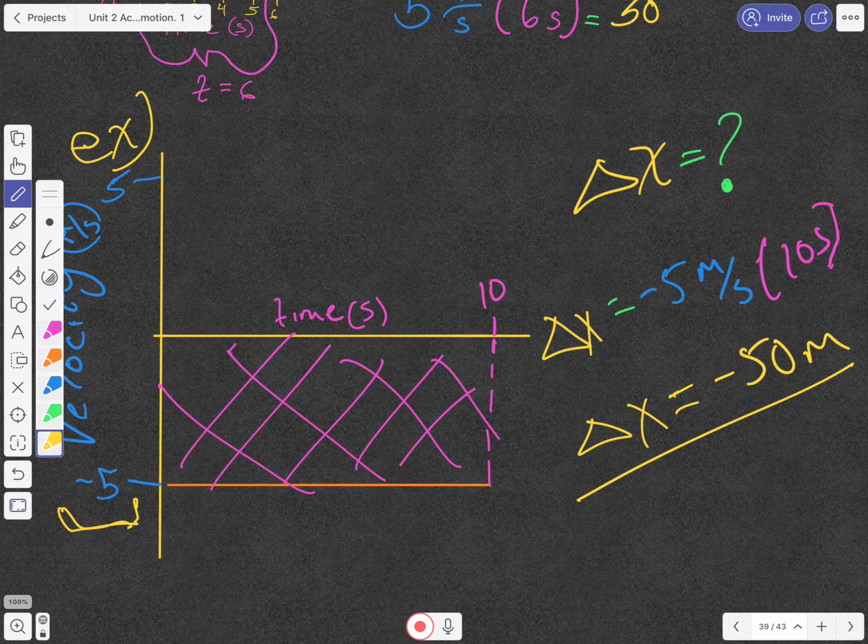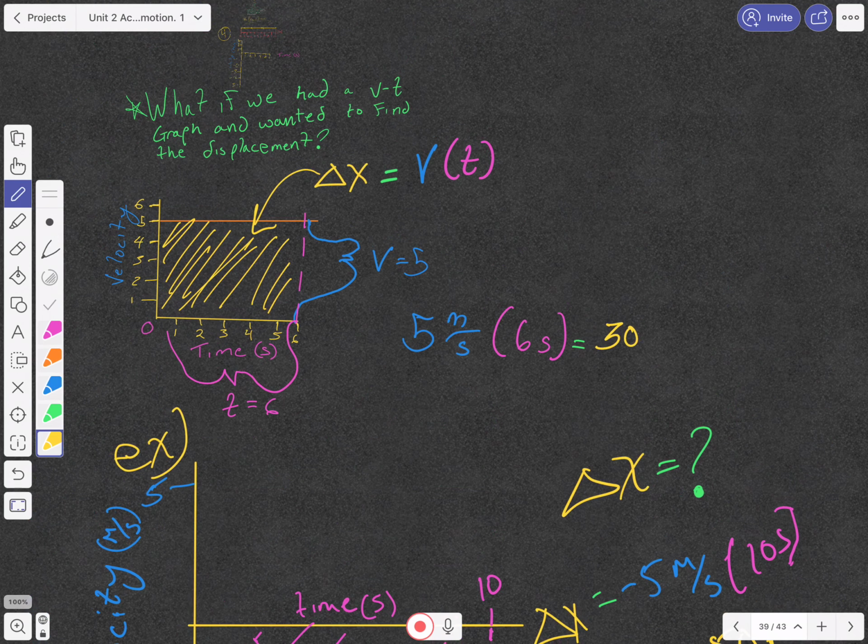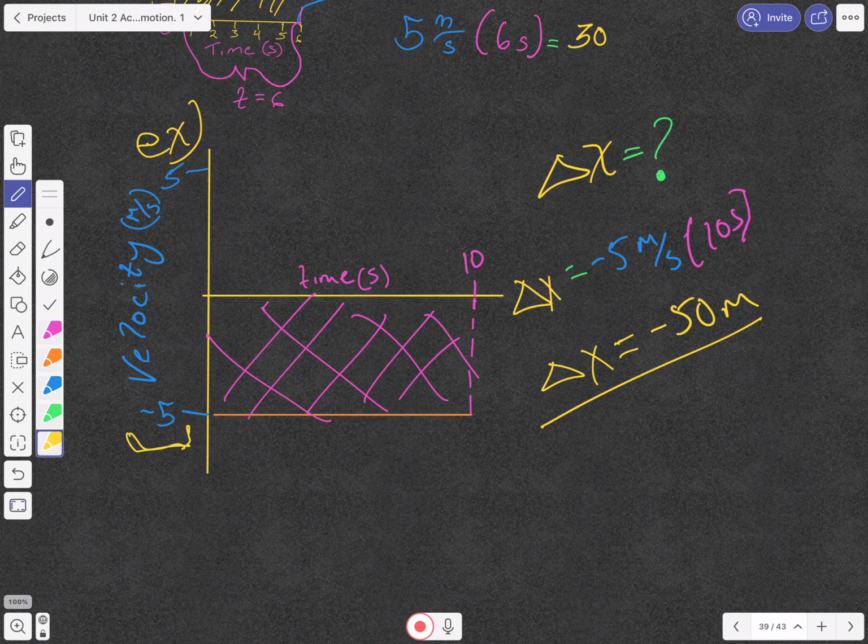So again, if you have any questions about how we got that, we're still using this formula from before, which is our position and time. Our position given that we have a velocity and time.